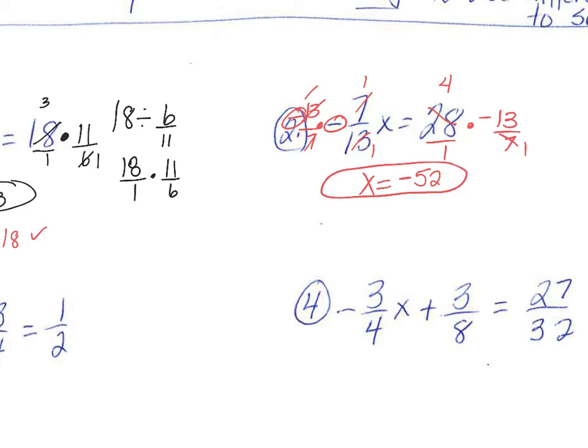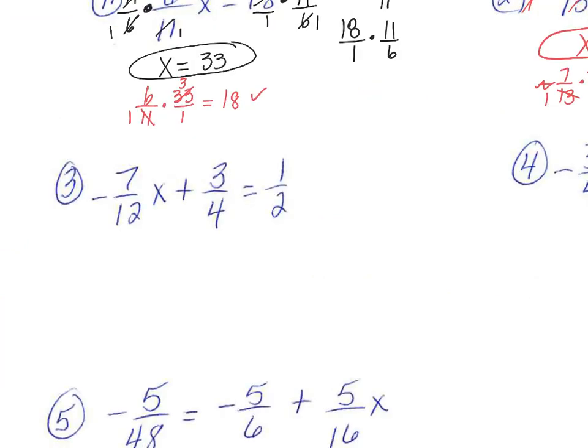Check it. -7 over 13 times -52 over 1. Negative times negative is positive. 13 goes into 52 4 times, right? And 7 times 4 is? I might be jumping ahead of the game here. Okay, is there anything you can simplify? No, there's nothing you can simplify. There's no like terms, there's no parentheses, nothing like that, right?